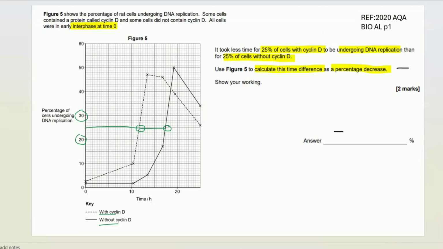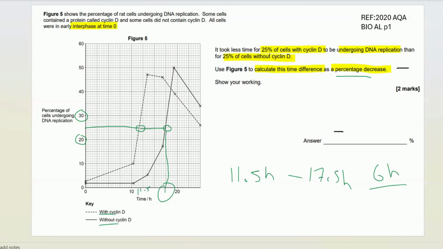Of course, you need to use a ruler, but I haven't got one. So I'm going to attempt to draw a line here, which is probably not going to work out too good. And down here, that's going to be 11.5 hours, roughly. And then, oh my gosh, I've never seen such a bent line. And then over here, where we look down, this is going to be 17.5 hours. So we're going to go 17.5 minus 11.5 equals 6 hours. So there's a 6 hour time difference at 25%.